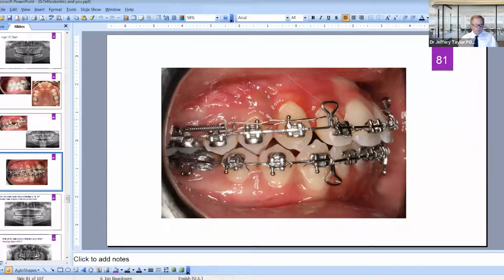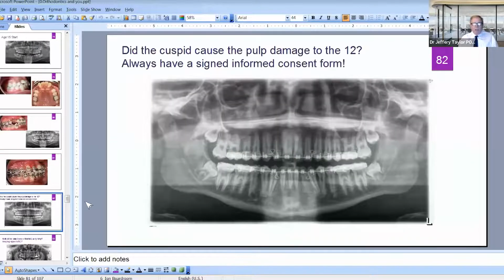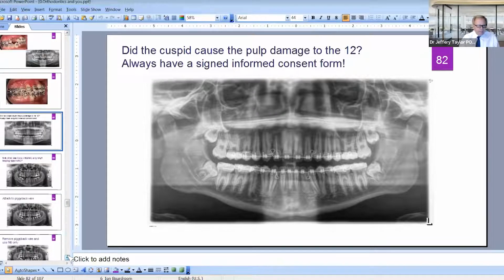It looks like a beautiful finish. Everything is great. So all good. And did the cuspid cause the pulpal damage to the 1-2? And the answer is probably not. This probably was due to something else, but we always have to have a signed consent form whenever we do ortho, just like any aspect of general dentistry. And for those of my doctors here with us tonight that are from California, you as the doctor have to present the informed consent. You can't delegate that to a dental assistant, sorry to say. And let's see how we did here at the end.